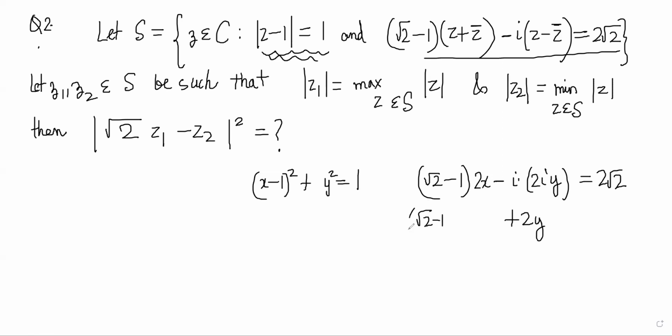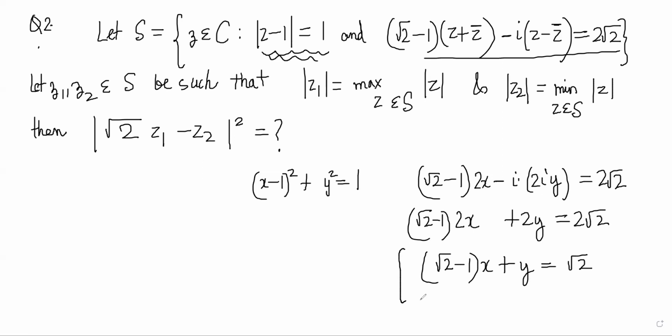You have root 2 minus 1 into 2x. So this becomes, this is my line equation. Yes, sir. Sir, can I tell you the complex numbers which I am getting? What are you getting? The first one is 4 by 3 plus minus 2 root 2 by 3 i, and the other one is 2 plus 0i.